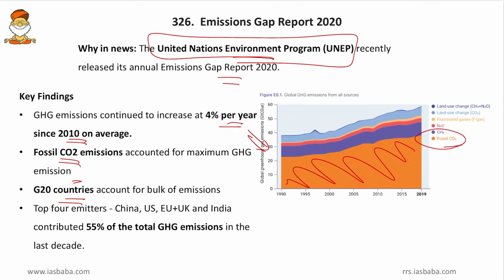And then G20 countries account for the bulk of the emissions. Yes, but obviously these are the industrialized nations. Then the top 4 emitters, that is China, US, European Union with UK, and India, contribute 55% of total GHG emissions in the last decade. So only these 4 to 5 nations are contributing to more than 50% of GHG emissions.